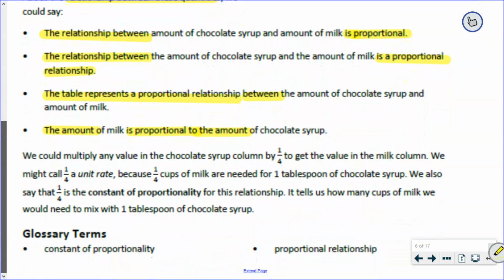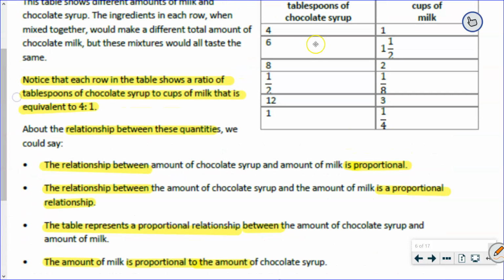Other things to notice. We can multiply any value in the chocolate syrup column by 1/4 to get the value in the milk column. Let's take a look at that. Once again, we would ask questions like this. How does the 4 change to a 1? How does the 1 change to a 1/4? How does the 12 change to a 3? And everywhere in that table, we would answer by saying we multiply by 1/4.